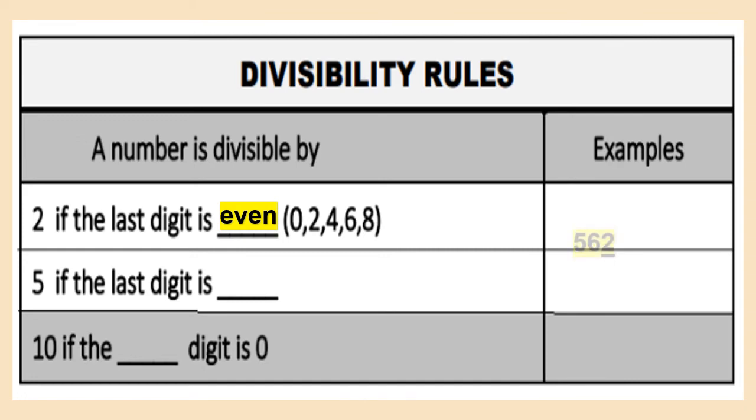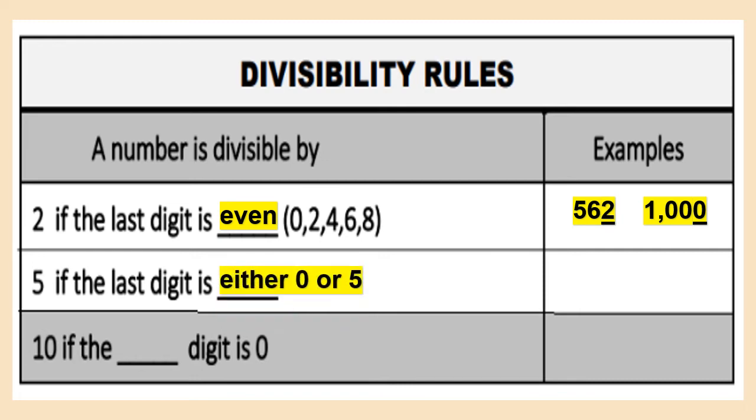Okay, the examples are 562. Look at the underlined digit. It ends in 2, so even number. 1,000, so it ends in 0. Next, a number is divisible by 5 if the last digit is blank, either 0 or 5. So what are the examples? 665, 1250. And the last, a number is divisible by 10 if the blank digit is 0.